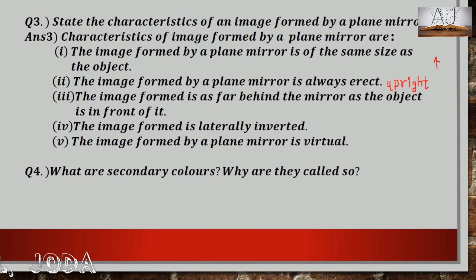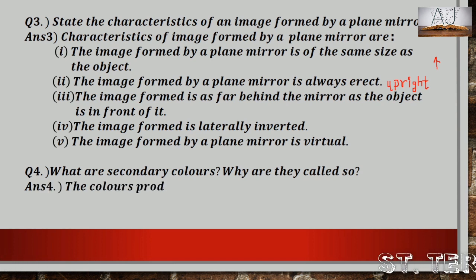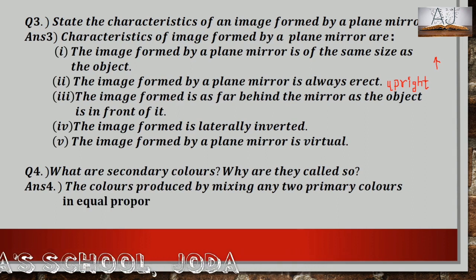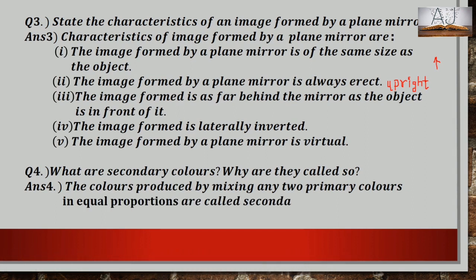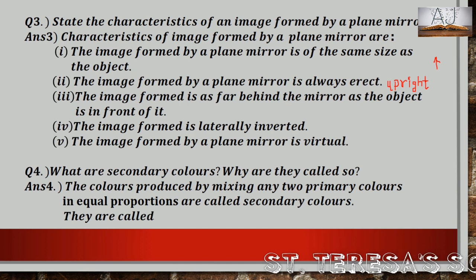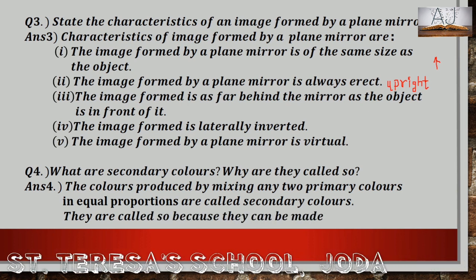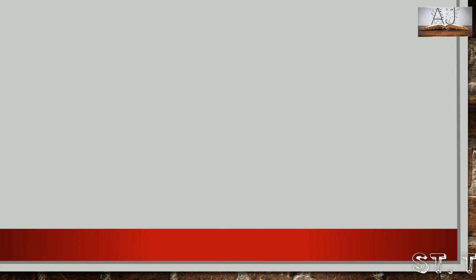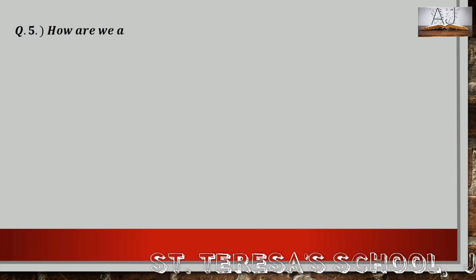Now question number 4. What are secondary colors? Why are they called so? The colors produced by mixing any two primary colors in equal proportion are called secondary colors. So when we mix two primary colors, we get the secondary color. Why we call so? Because they can be made by mixing two colors. Therefore, they are called secondary colors.